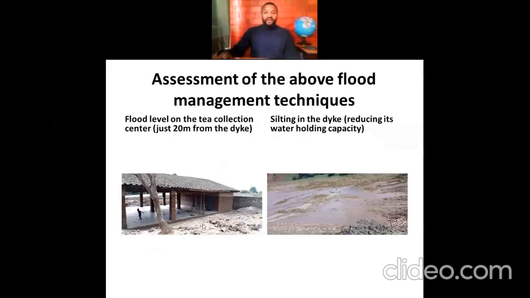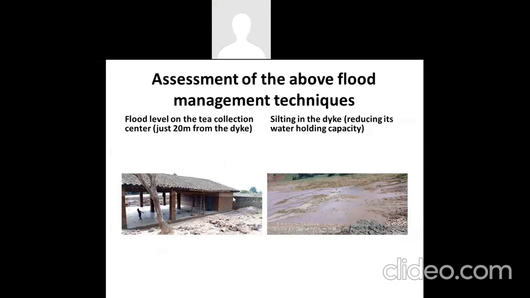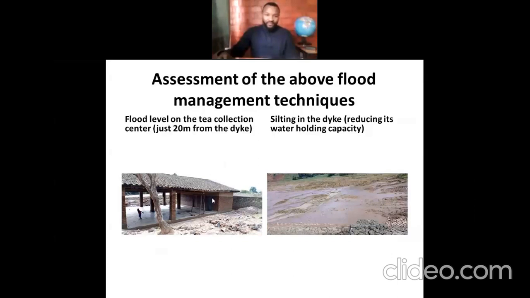So as you can see here, this is the dike, and you see silt that is accumulated in the retention area. But then the tea collection center that was flooded, this is the level. See where it is wet, it is the level of flood, it's above the door. It means everywhere was flooded, almost up to the roof.